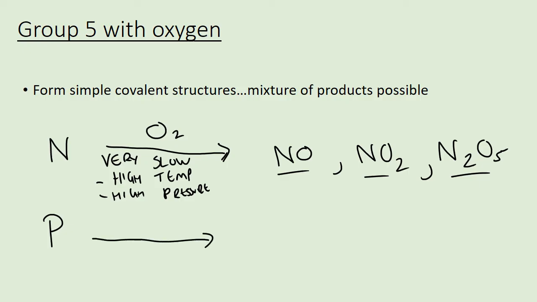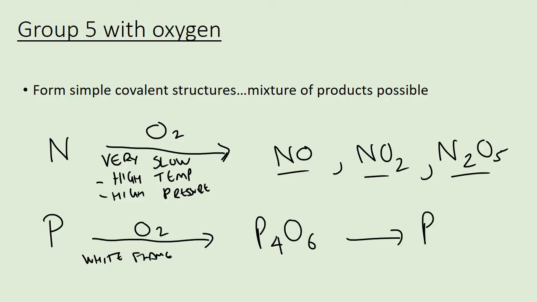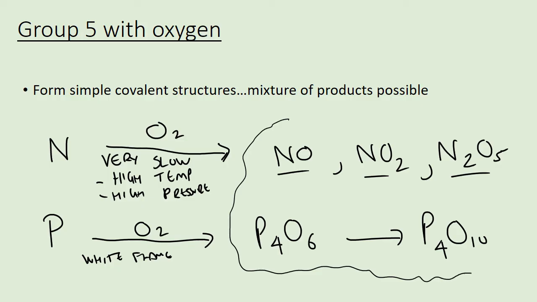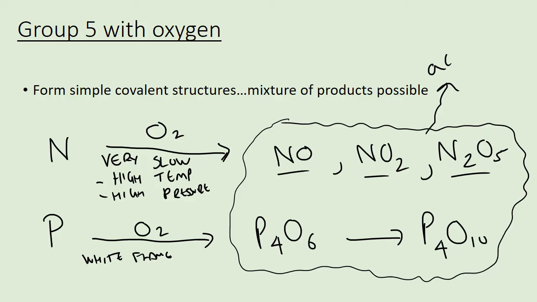And phosphorus is far more reactive, so you'll get a white flame, very reactive. And what you will get is, if you've got a small amount of oxygen, you'll make P4O6, but if there's lots of oxygen, you will in fact make P4O10. So this is quite an awkward one, okay? And these are all non-metal oxides, which means they are all slightly acidic. Hopefully you've seen a pattern that the non-metal oxides are acidic, metal oxides are basic or alkaline.